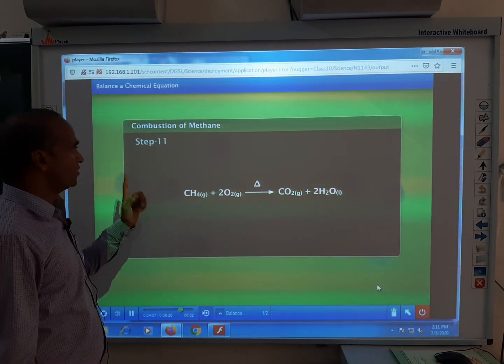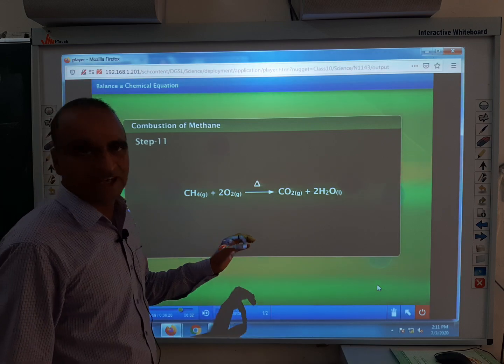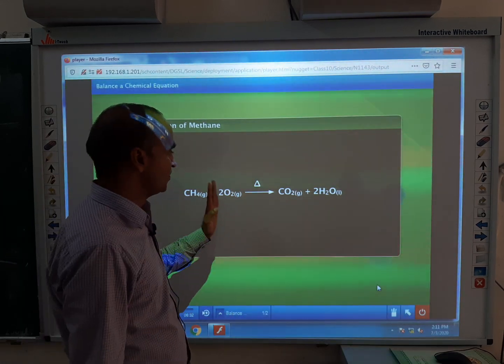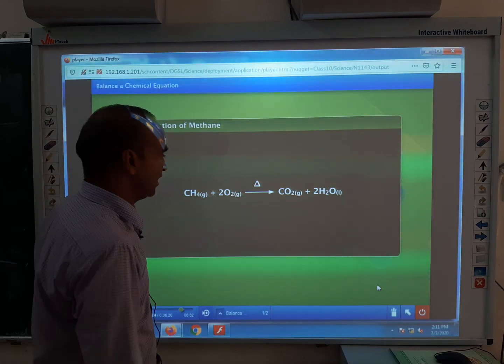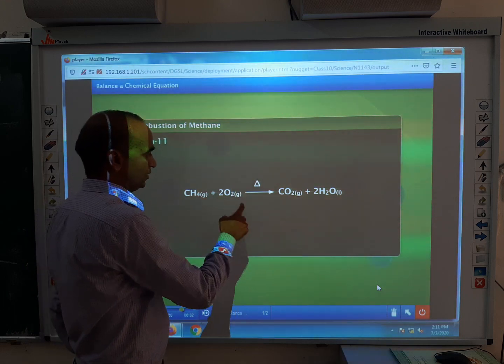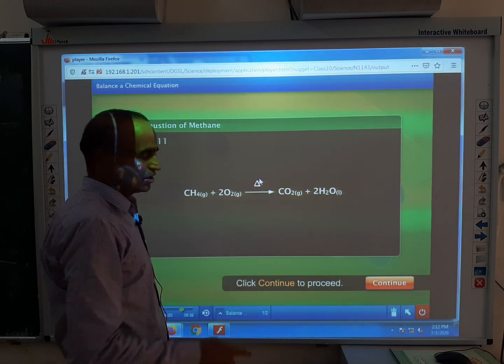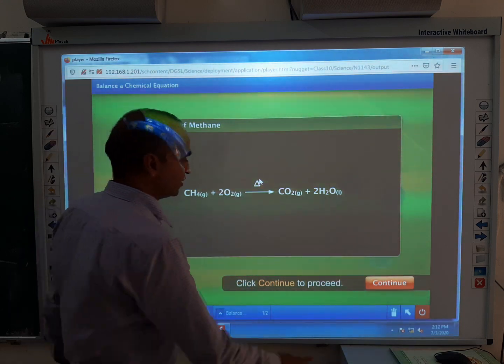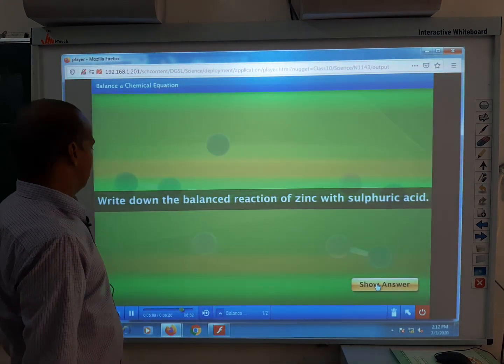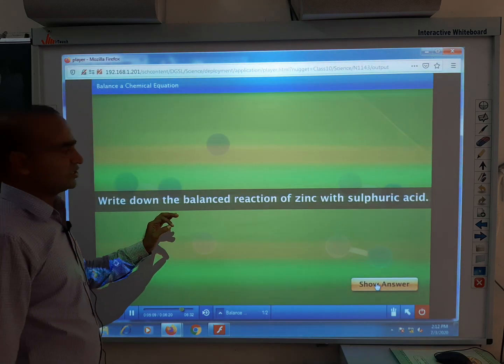Now in the next step, step 11, we write the reaction conditions. In which condition is the reaction completed? Okay, the reaction is completed under the heating condition. Now you see this sign is the heating sign. The reaction condition is also written in the chemical reaction, and after then write down the balanced chemical reaction.